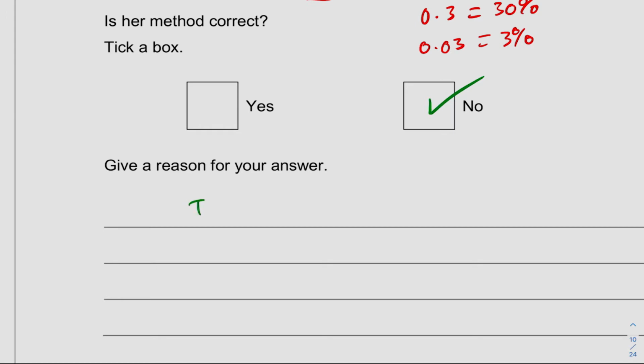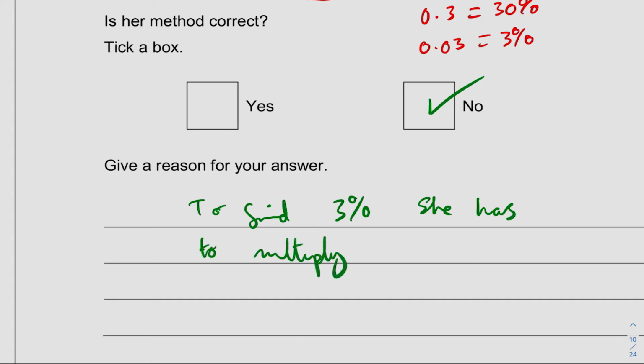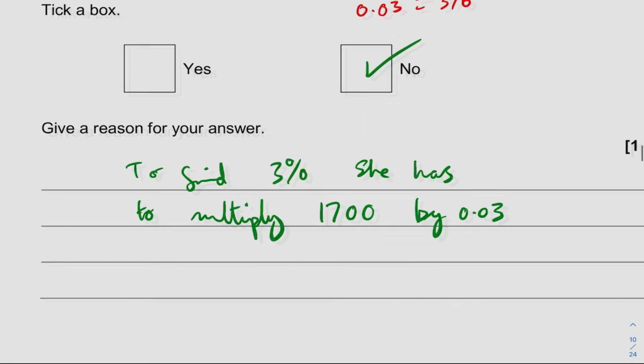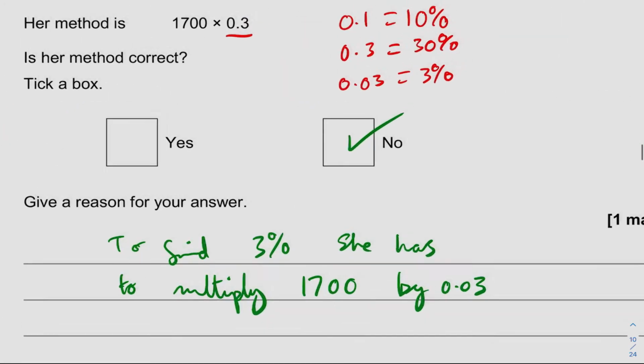I'd put, to find 3%, she has to multiply 1700 by 0.03, and that should be enough for the 1 mark, definitely enough.